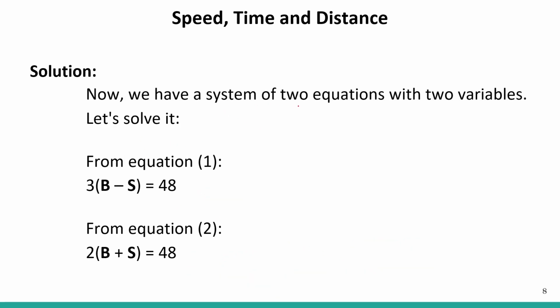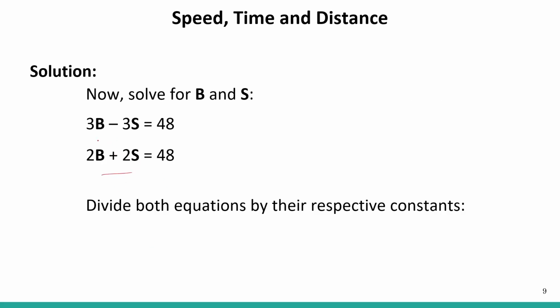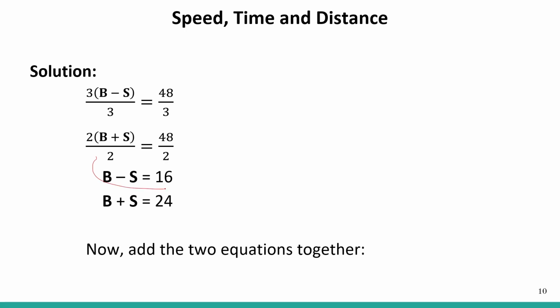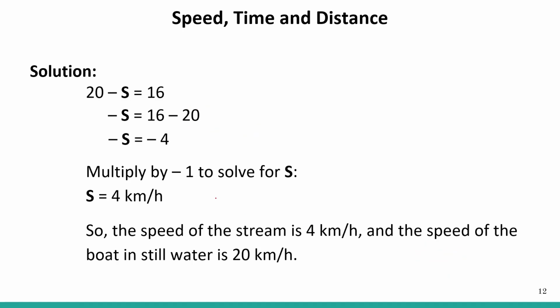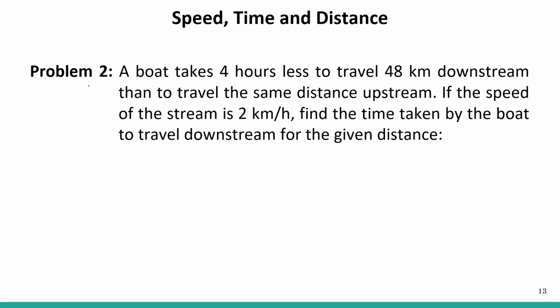So now let's see, we have a system of two equations, this one and this one, and solving these two, we are left with B minus S is equal to 16, B plus S is equal to 24, hence 2B is equal to 40 and B is equal to 20 km per hour. So substituting B into the first equation, that is B minus S is equal to 16. So it will be what? 20 minus S is equal to 16. So this implies that S is equal to 4. So S will be 4 km per hour. So speed of the stream is 4 km per hour and speed of the boat in still water will be 20 km per hour. So let's see problem number 2.